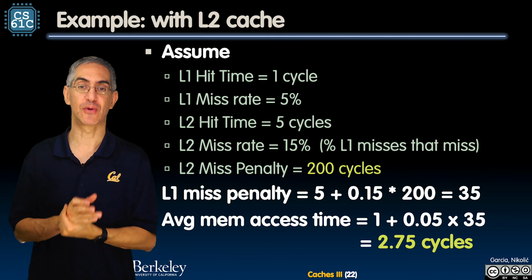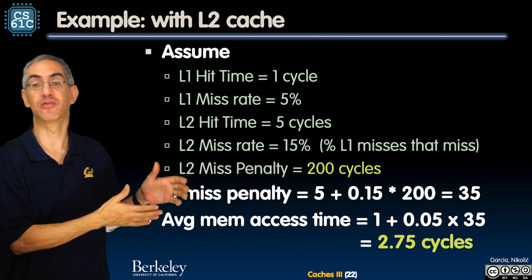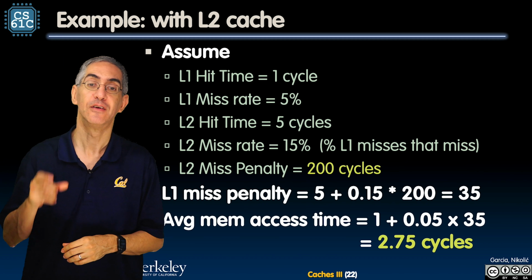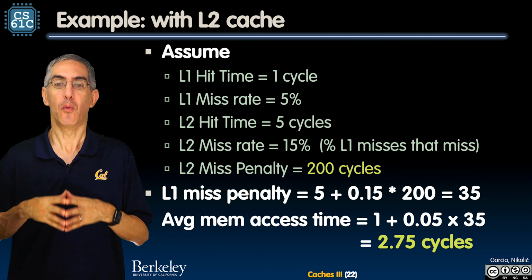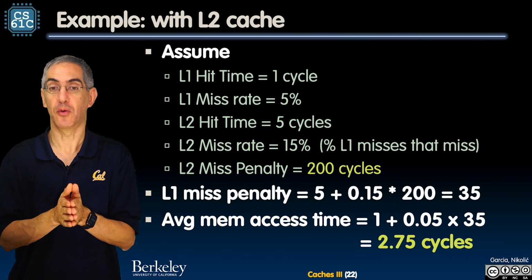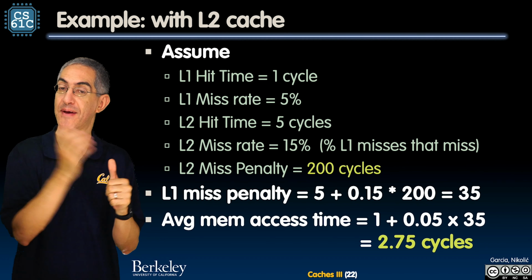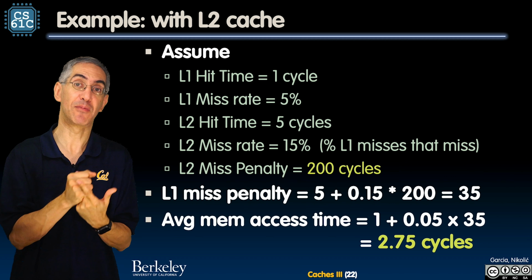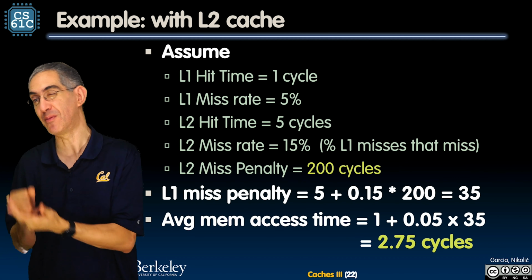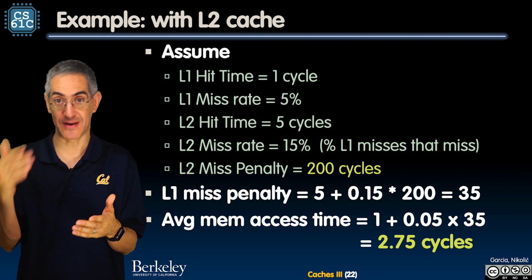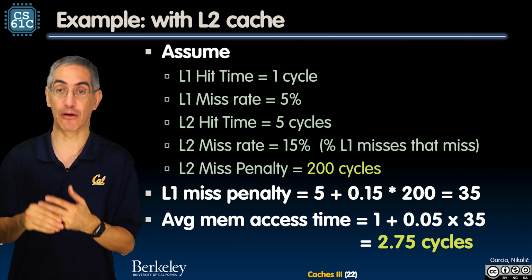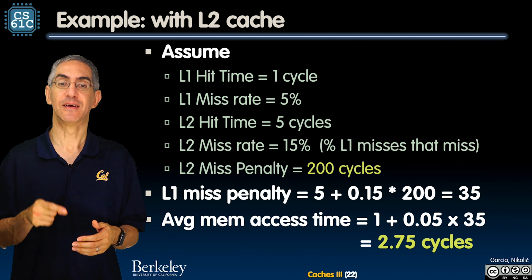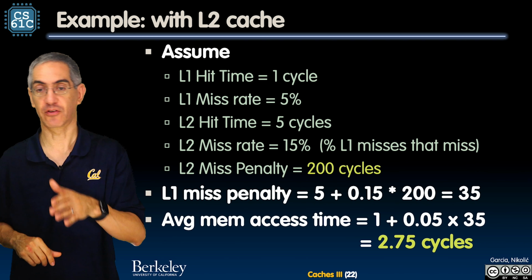Let's look at an example with an L2 cache. Let's do our AMAT with an L2 cache. We have all these parameters. I got 5 terms now we got to think about. So let's do this together. What if I have an L2 cache? L1 hit time, make it 1 cycle. Miss rate is 5%. L2 hit time is 5 cycles. L2 miss rate is 15%. Let's just do this percentage of L1 misses that are missed in L2 also. And L2 miss penalty 200 cycles.